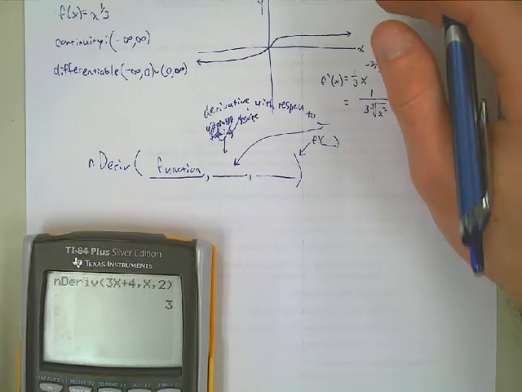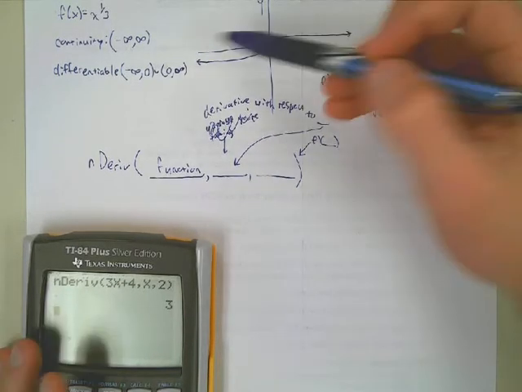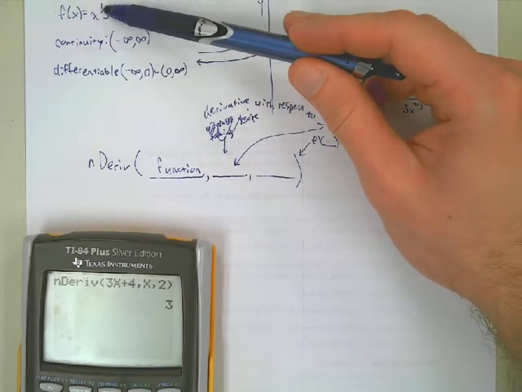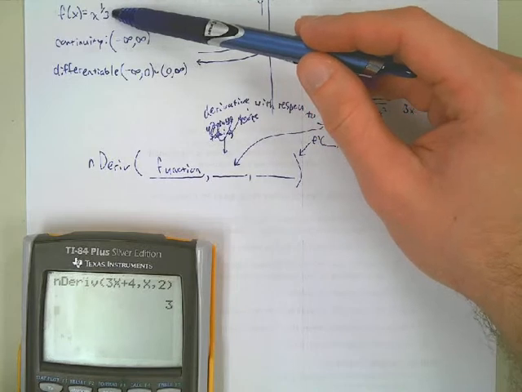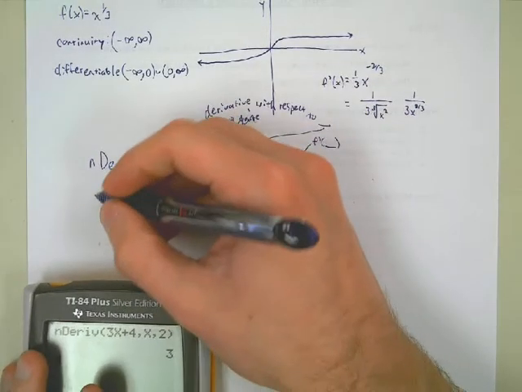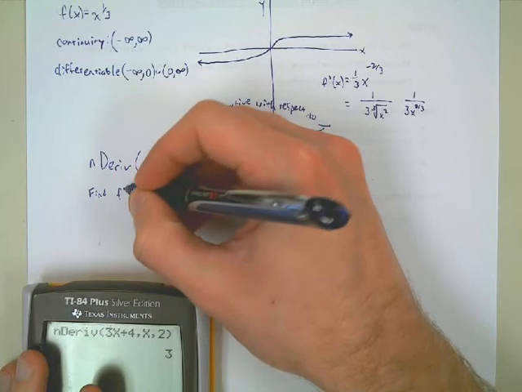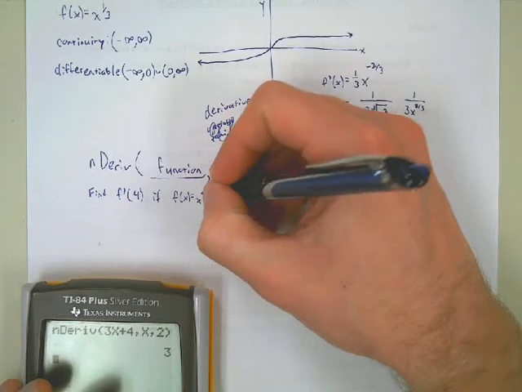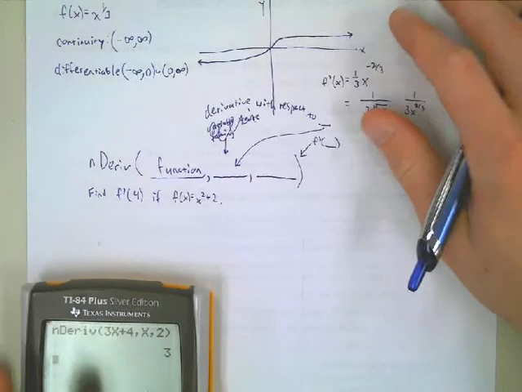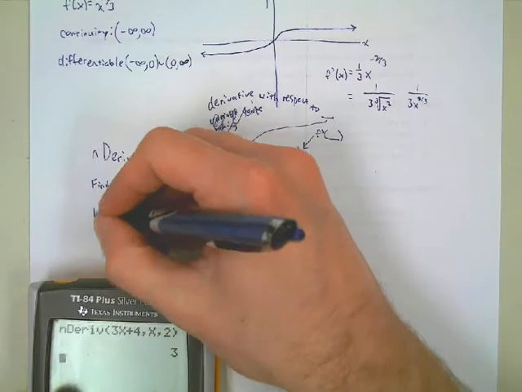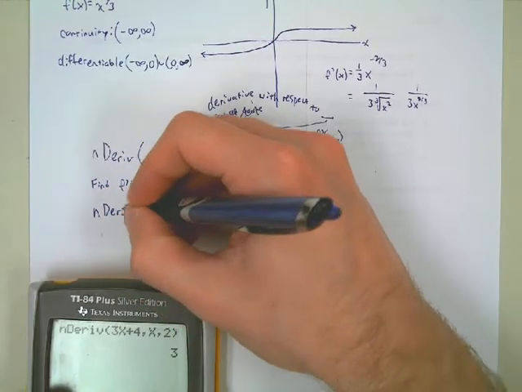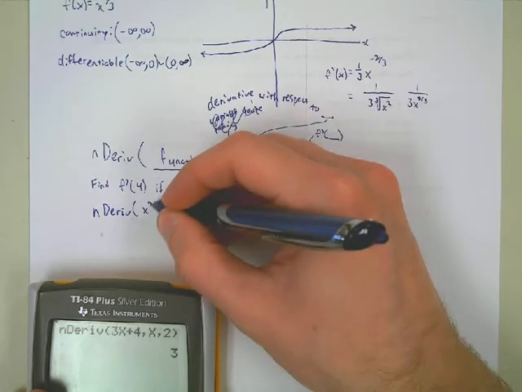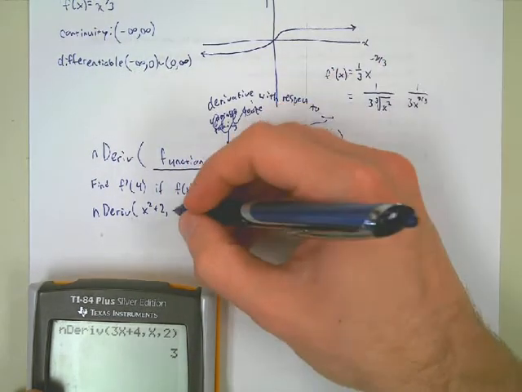So as an example, let's say I wanted to use my calculator to find f prime of 4 if f of x equals x squared plus 2. Okay, let's say we want to do that. So then I would use nDeriv, parentheses. My function is x squared plus 2. I'm differentiating with respect to x. And I want to find the value of the derivative at 4.